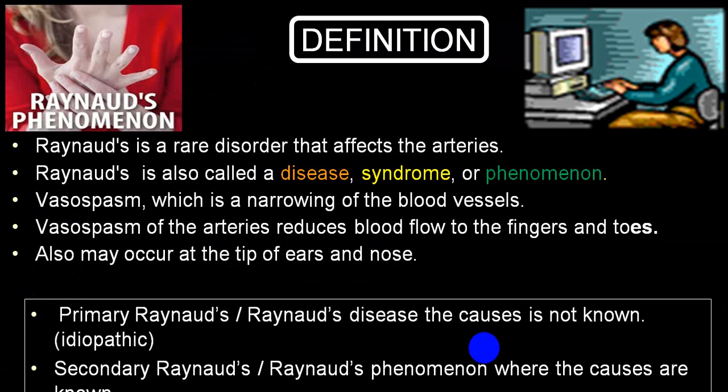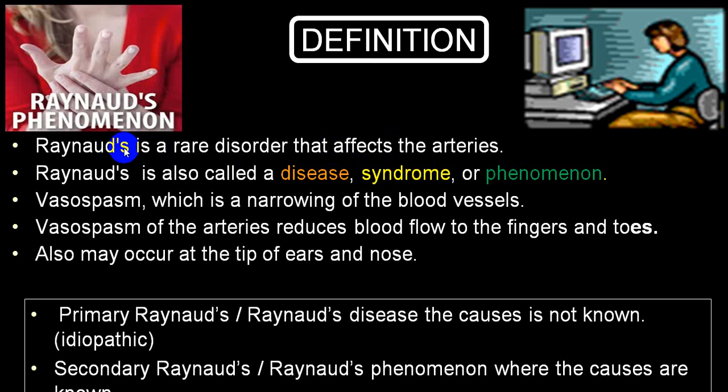Now, there are three common words which are being utilized: Raynaud's disease, syndrome, or phenomena. Phenomena will be a finding, while disease and syndrome will be a group of symptoms and signs. In syndrome, there will be many etiologies which can have a similar group of symptoms and signs, while Raynaud's disease is a specific condition where you will have Raynaud's phenomena.